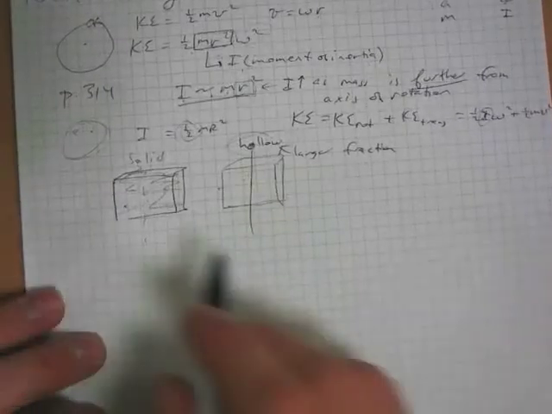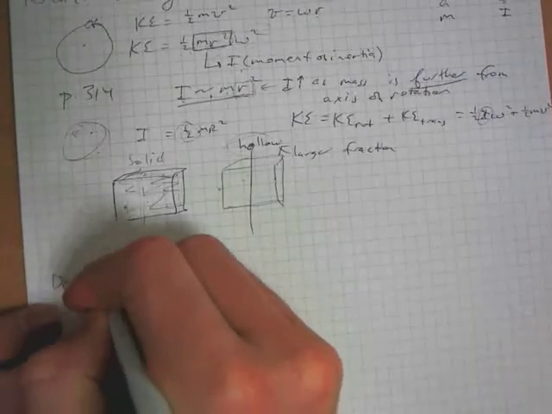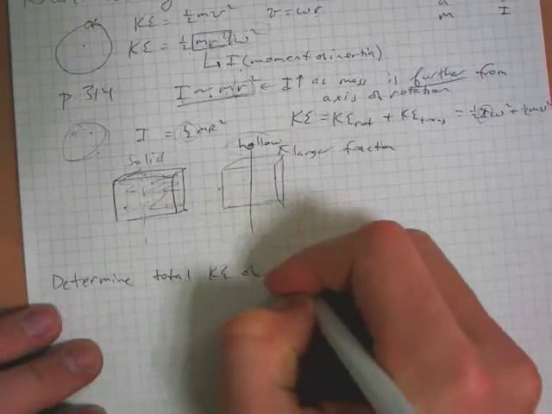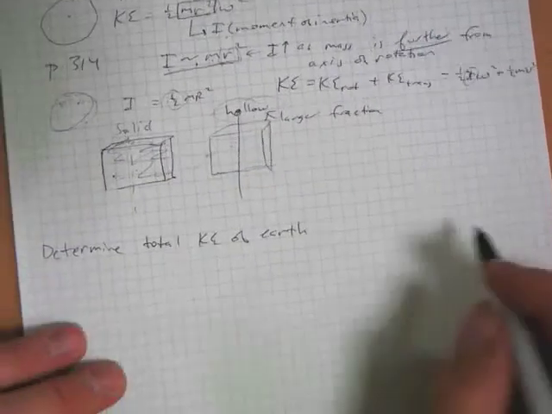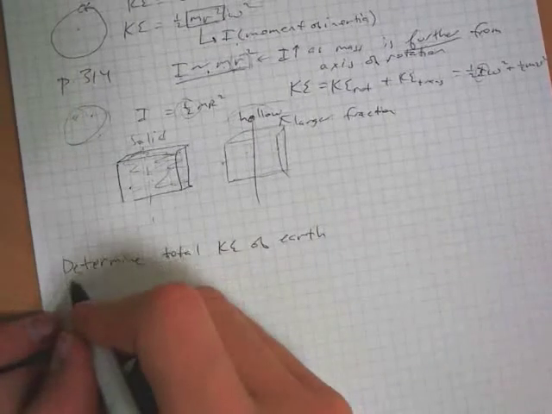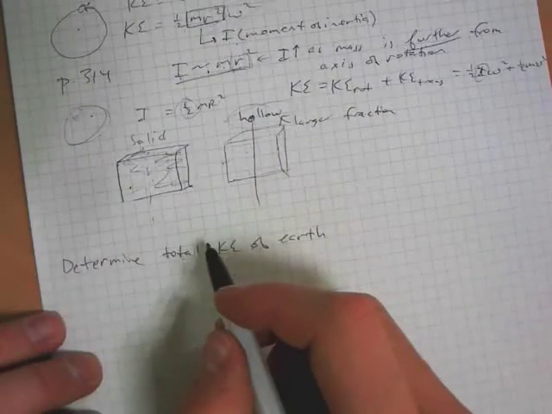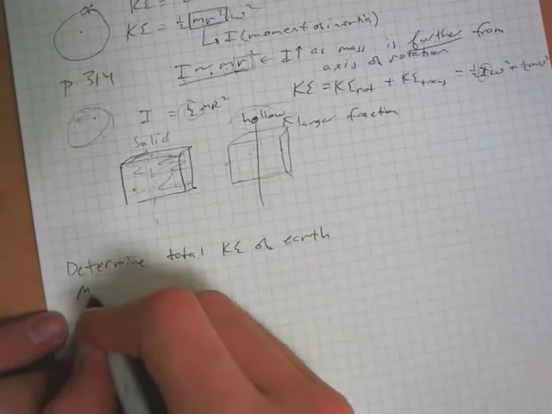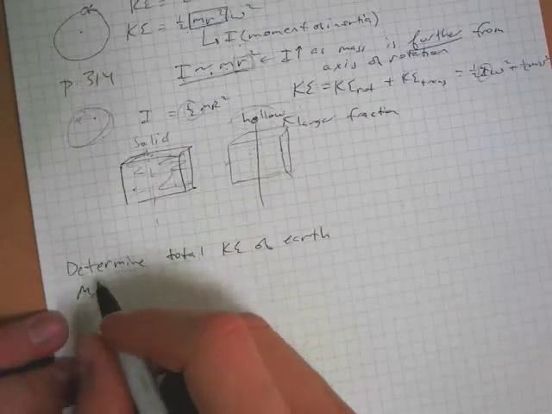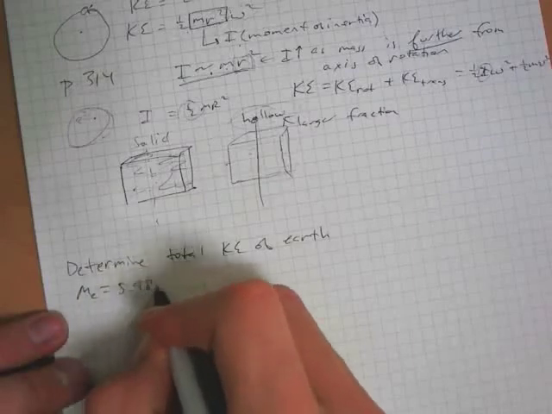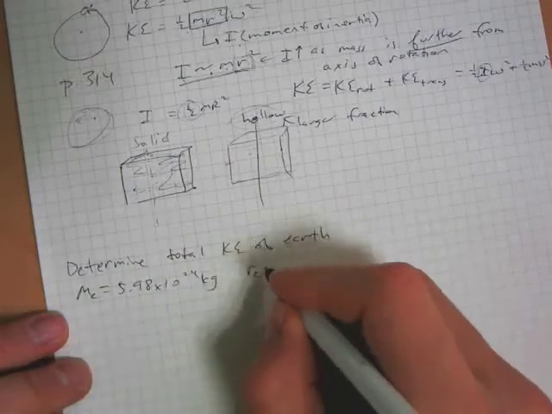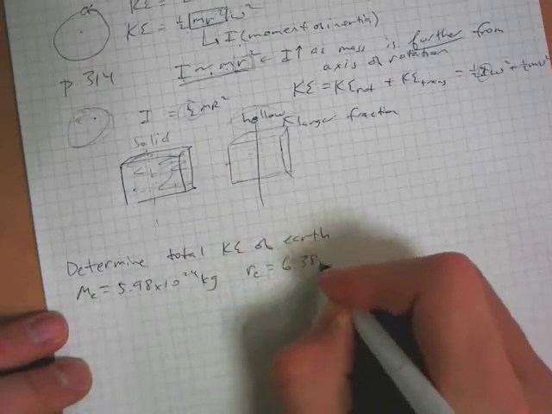So the question I might ask you is something like asking you to determine the total kinetic energy of Earth. Earth is both rotating on its axis and revolving around the sun. If we consult the back of our textbook, we can discover that the mass of Earth is 5.98 times 10 to the 24th kilograms. The equatorial radius of Earth is 6.38 times 10 to the 6th.